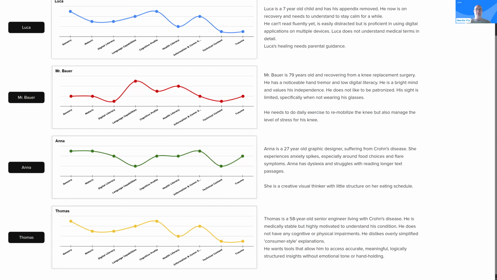And then we have Thomas, again suffering from Crohn's disease, but he's medically stable and highly motivated, and he is down to detail, right? He loves to understand everything down to the smallest bits and pieces, and wants very accurate, specific information.